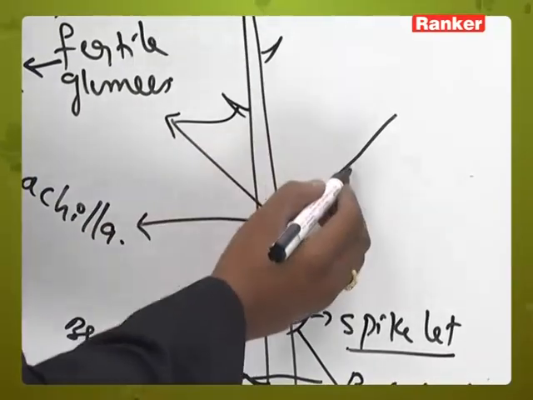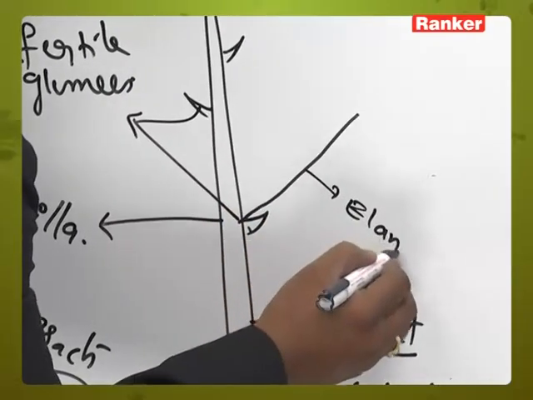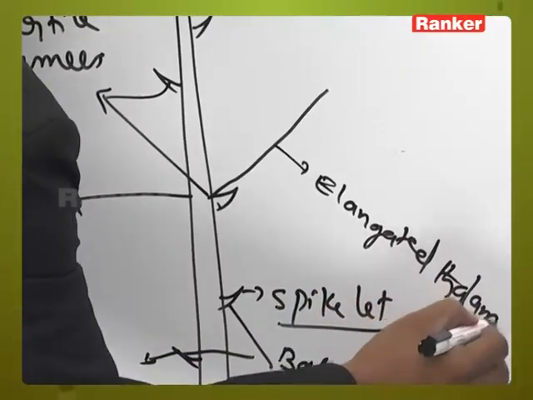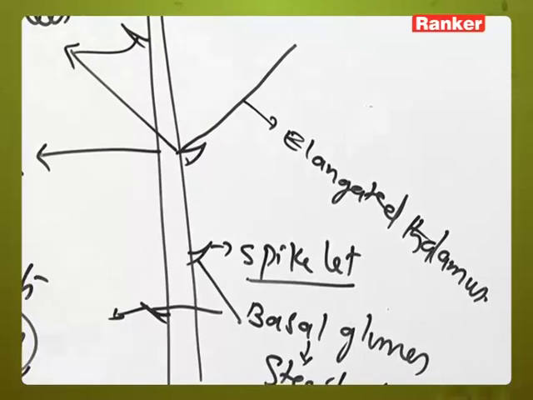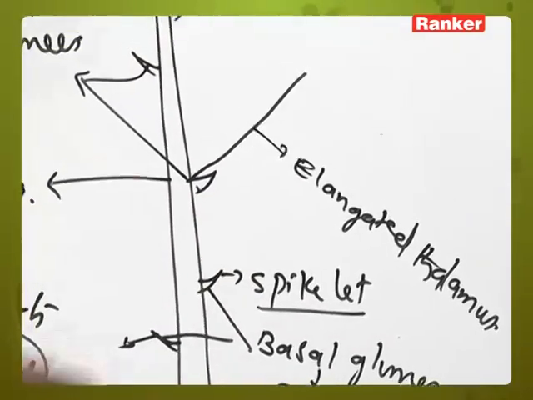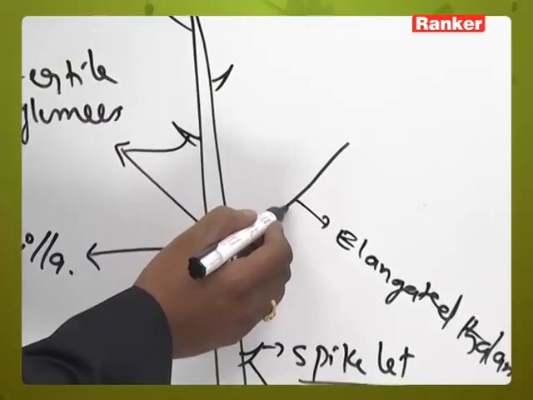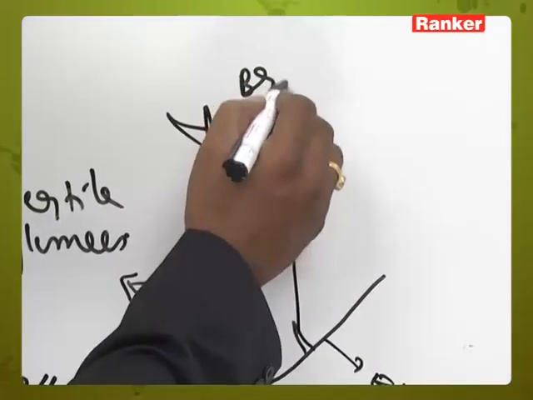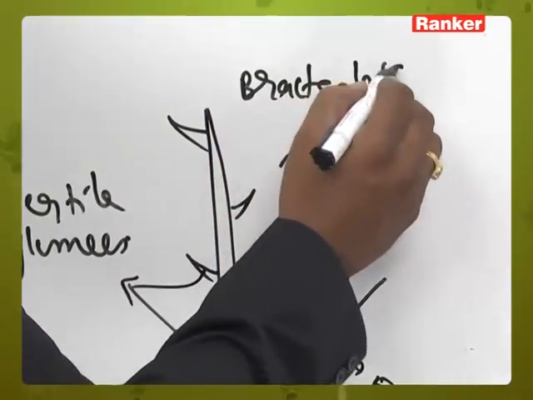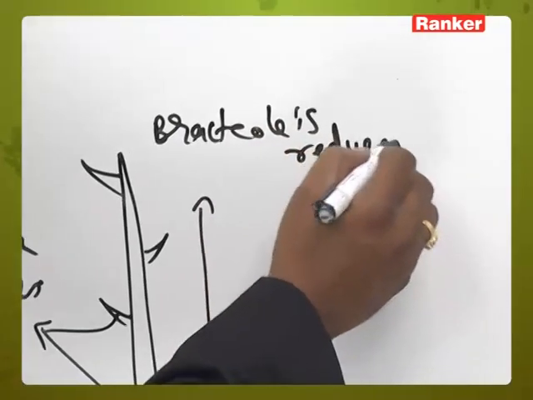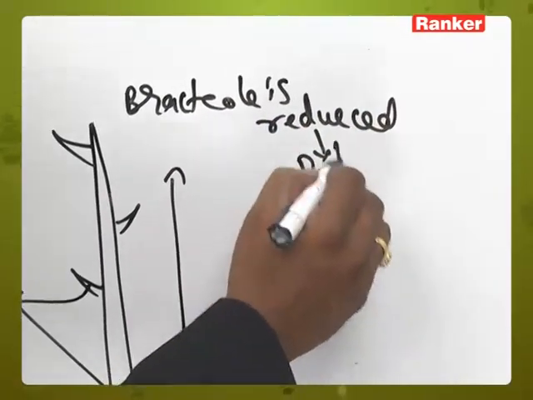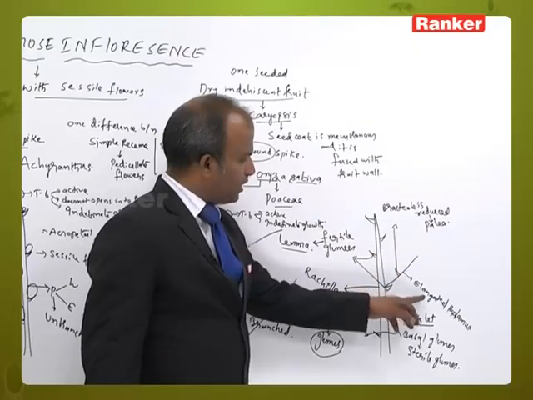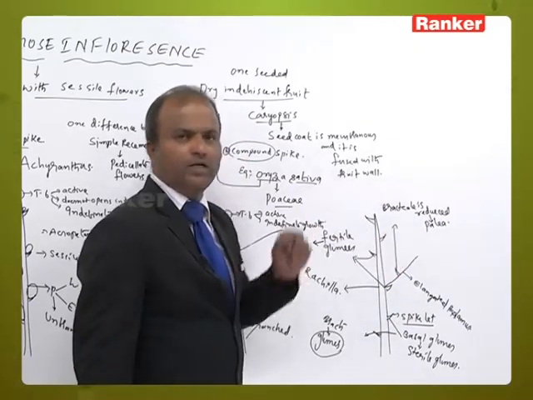this portion is nothing but the elongated thalamus. On this elongated thalamus, the bracteole is reduced into what is known as palea. The bracteole is reduced on the elongated thalamus, which is nothing but palea.